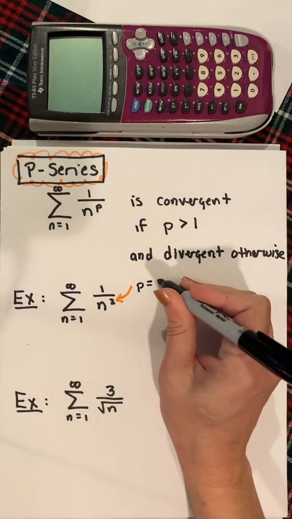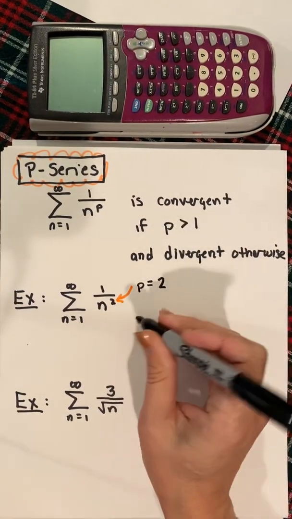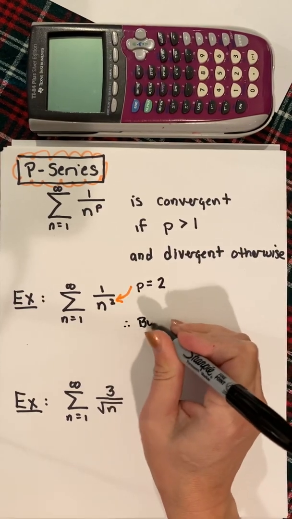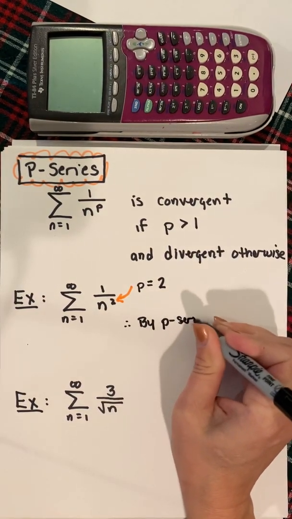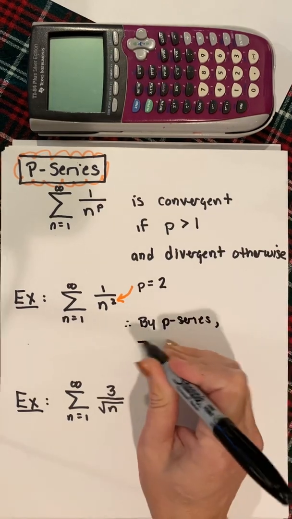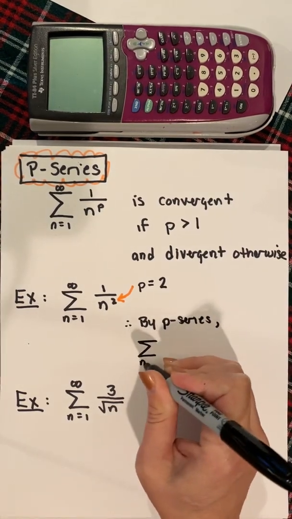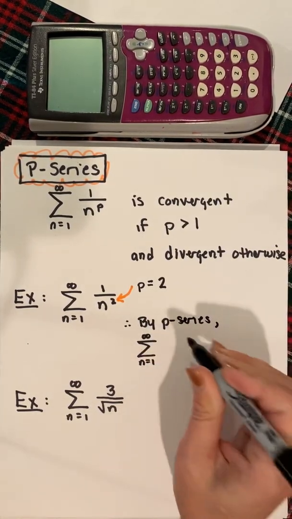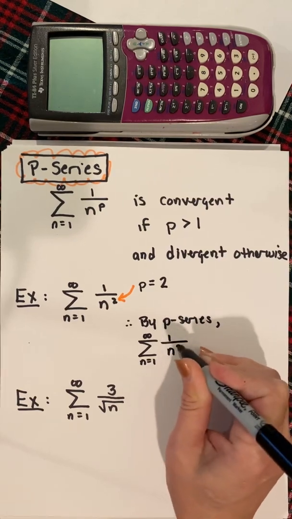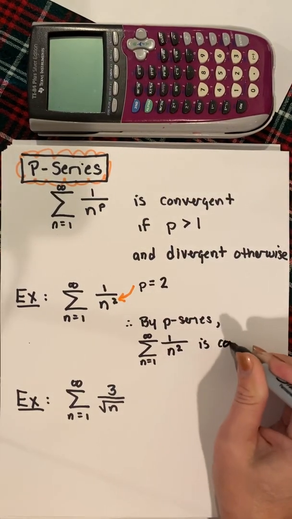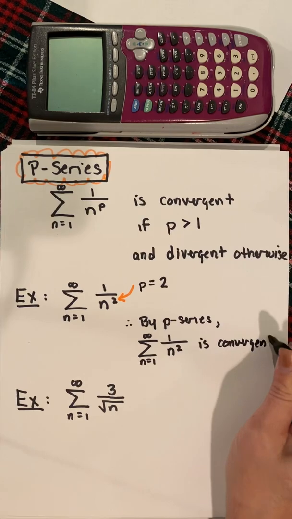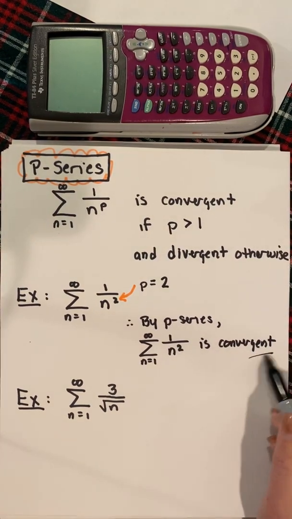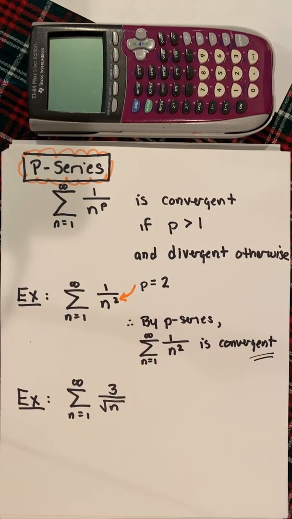P is equal to 2. So therefore, by the p-series test, we can conclude that the sum from n equals 1 to infinity of 1 over n squared is convergent. Again, we don't have a value. We're just finding that it converges.